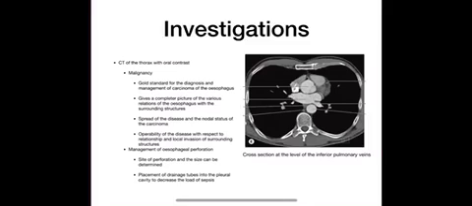Moving on to the highest level of investigation, which is the CT of the thorax with oral contrast. In malignancy, it is the gold standard for the diagnosis and management of carcinoma of the esophagus. It gives a complete picture of the various relationships of the esophagus with the surrounding structures. It also shows us the spread of disease and the nodal status of the carcinoma. The operability of the disease with respect to relationship and local invasion of the surrounding structures can clearly be made out with a CT of the thorax with an oral contrast.